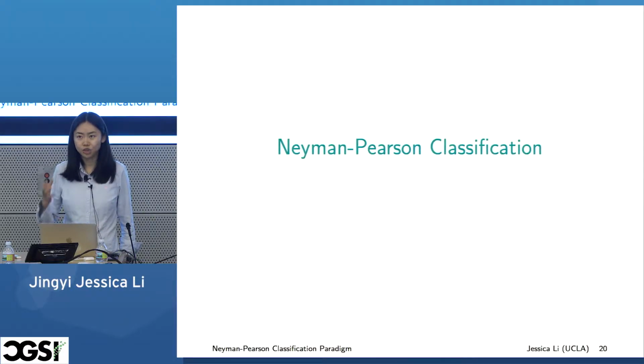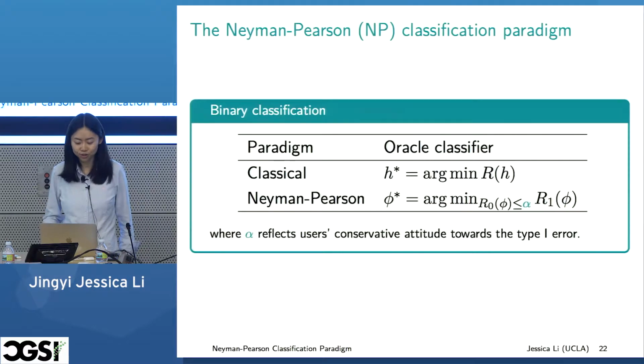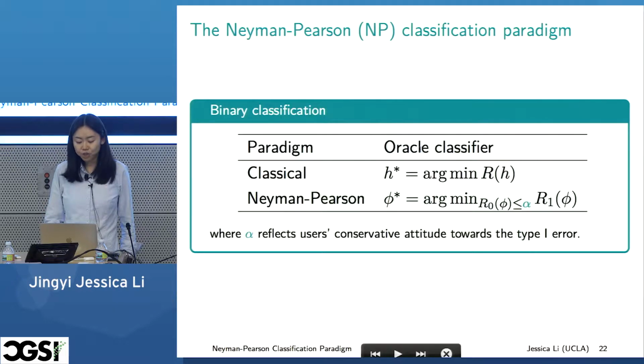So oracle means that you just do optimization on the population quantity instead of the empirical quantity. What we call the classical paradigm has the objective to minimize the risk so as to find the classifier. Under Neyman-Pearson, our goal is to find a classifier with type 1 error under alpha, and then we try to minimize its type 2 error. So it's a constraint optimization problem. And alpha is something you have to define previously because it reflects your attitude towards the type 1 error.